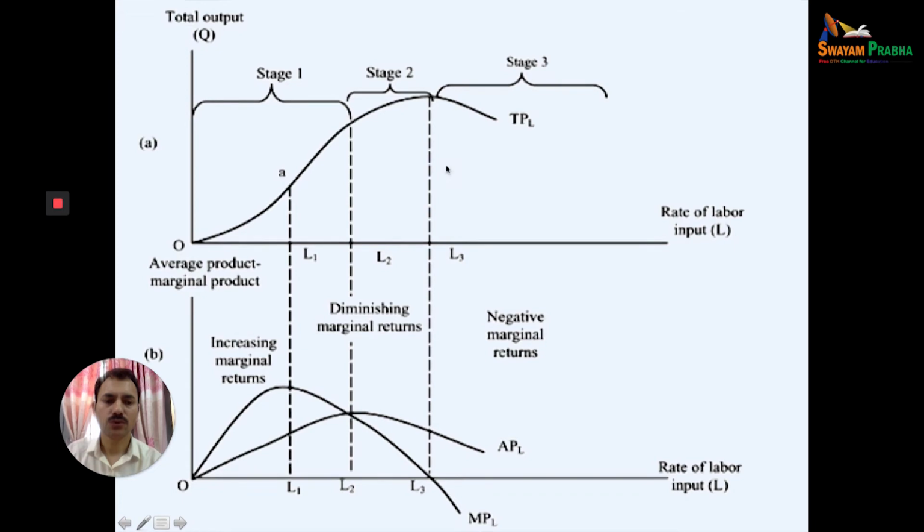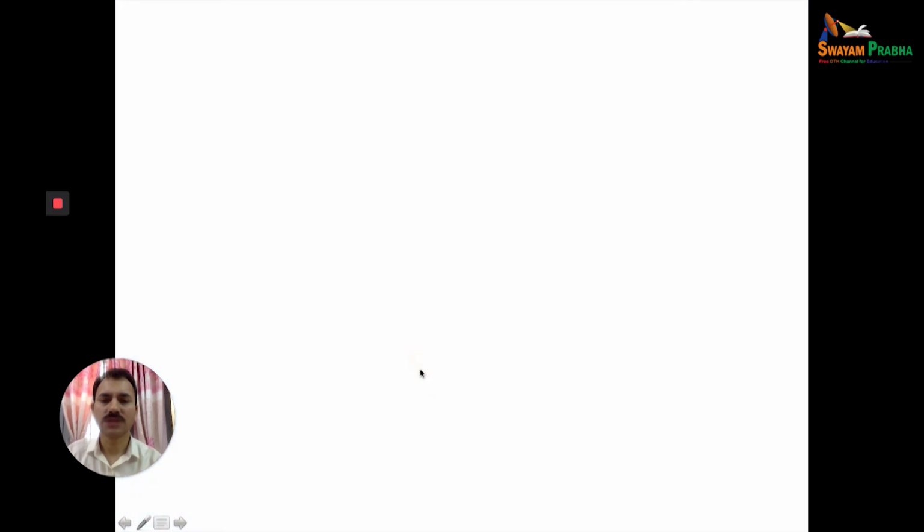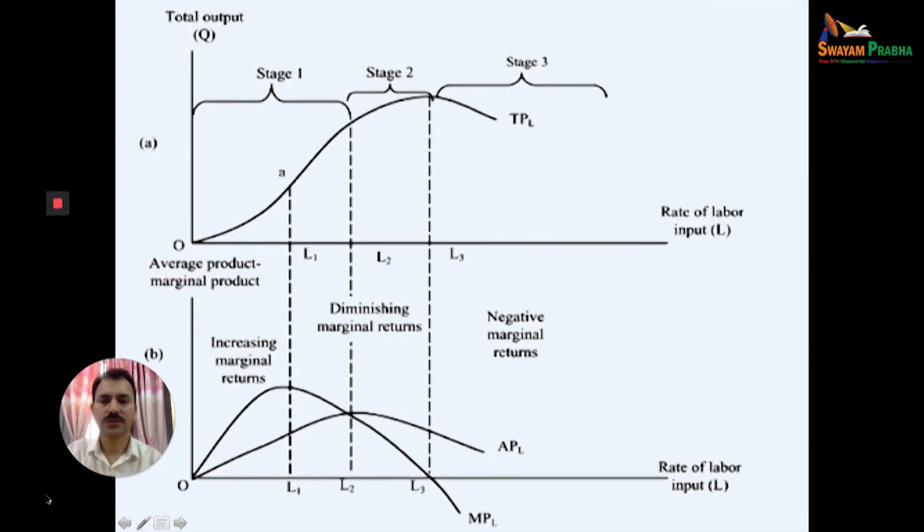When total production is maximum, AP shows a steady decline. AP also has a marginal decline throughout this stage. As both AP and MP decline, this stage is known as diminishing marginal returns.